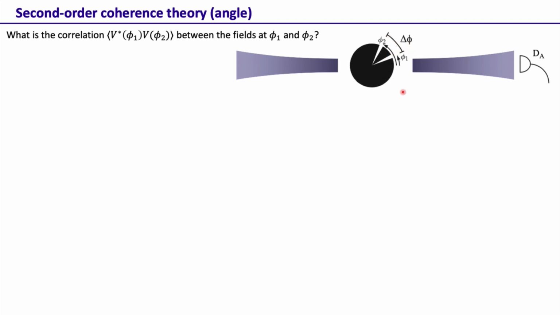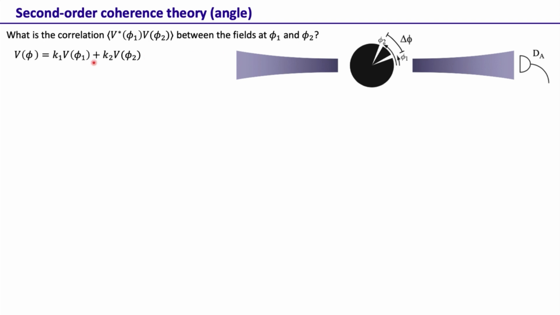So the question is, if I have an incoming field, then what is the correlation between the field vibrations at points defined by their angular position, or angle? So that is the question here: what is the correlation V star phi 1, V phi 2 between the fields at phi 1 and phi 2? So how do we find that?